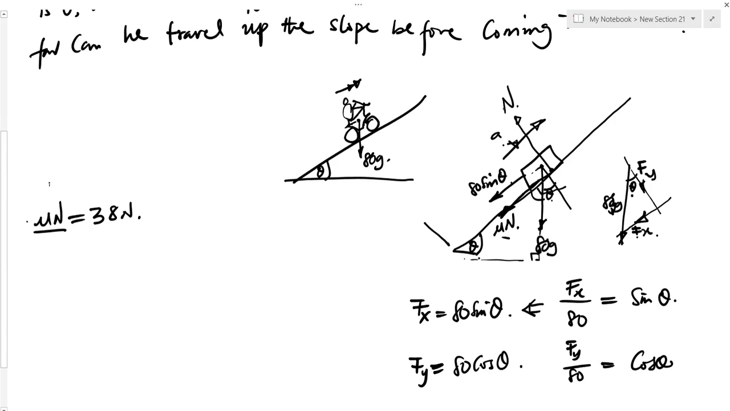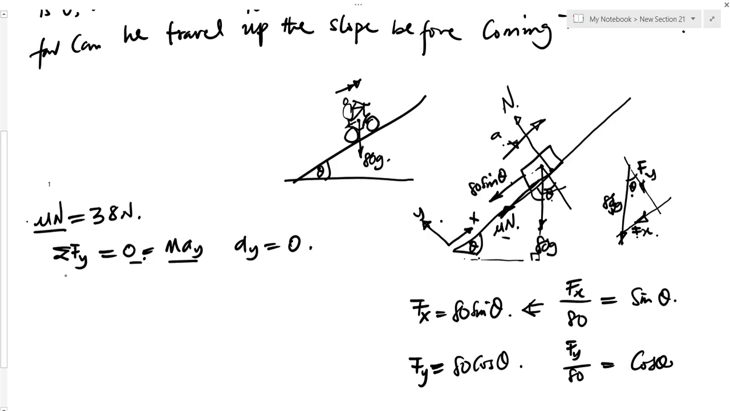Let me set the coordinates here. You have x here and you have y. Now the sum of the forces along the y-axis is equal to 0 because there is no motion along the y-axis. So the acceleration along the y-axis is equal to 0. Since mass times acceleration is 0, the whole of this is equal to 0.